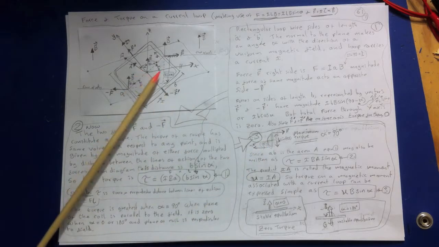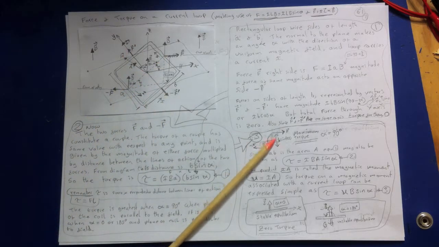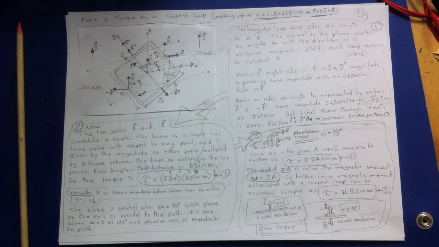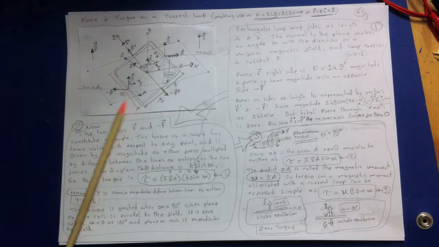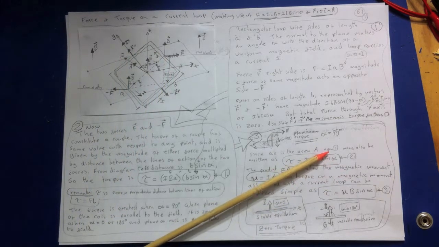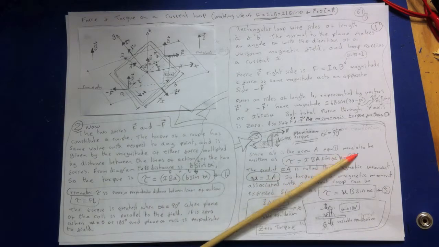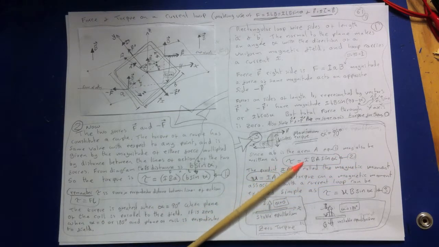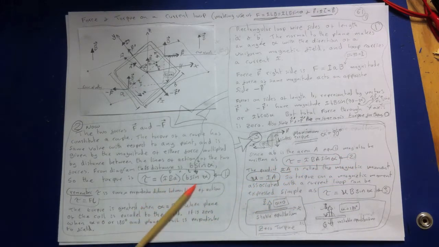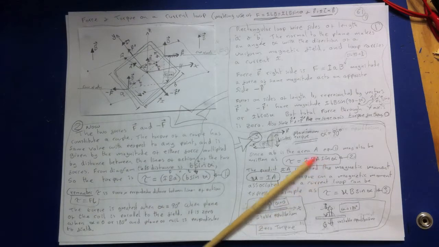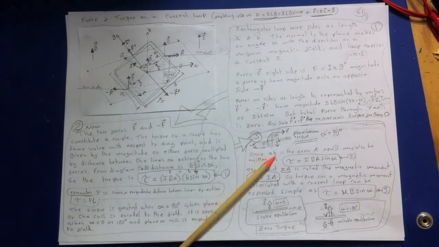You can see I've just drawn this as if it's spun up. So B sine 90, and sine 90 in this case is 1, so that distance is B when there's maximum torque. Since A times B is the area of this whole loop, equation 1 may also be written as torque equals IBA sine alpha. So we can rewrite this as this, because we know that the area is A times B.